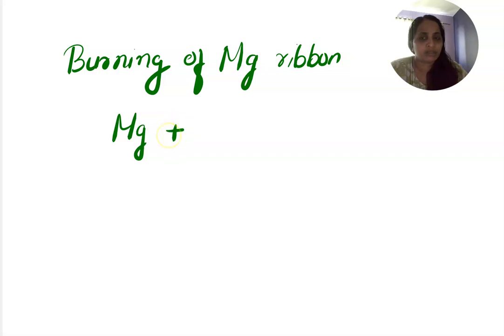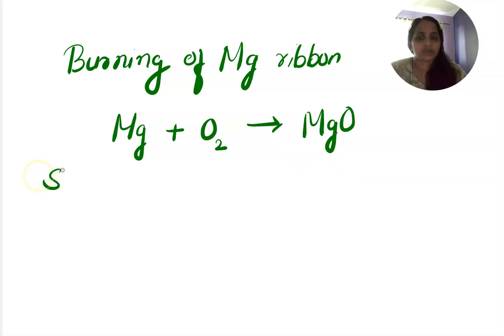Okay, so Mg is magnesium. Burning means it is combining with oxygen. So what are you getting? Magnesium oxide. Okay. So this equation is not a balanced equation. This is just a skeletal equation. Balancing of equations we will study later. So this equation is known as a skeletal equation.